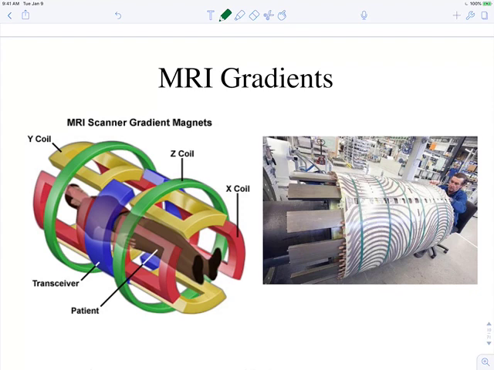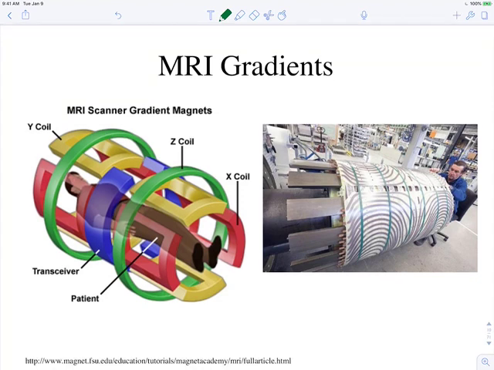So now we're going to talk about MRI gradients. To recap, we have a Z gradient, an X gradient, and a Y gradient. These are all creating linear variations in the BZ, the Z component of the magnetic field.